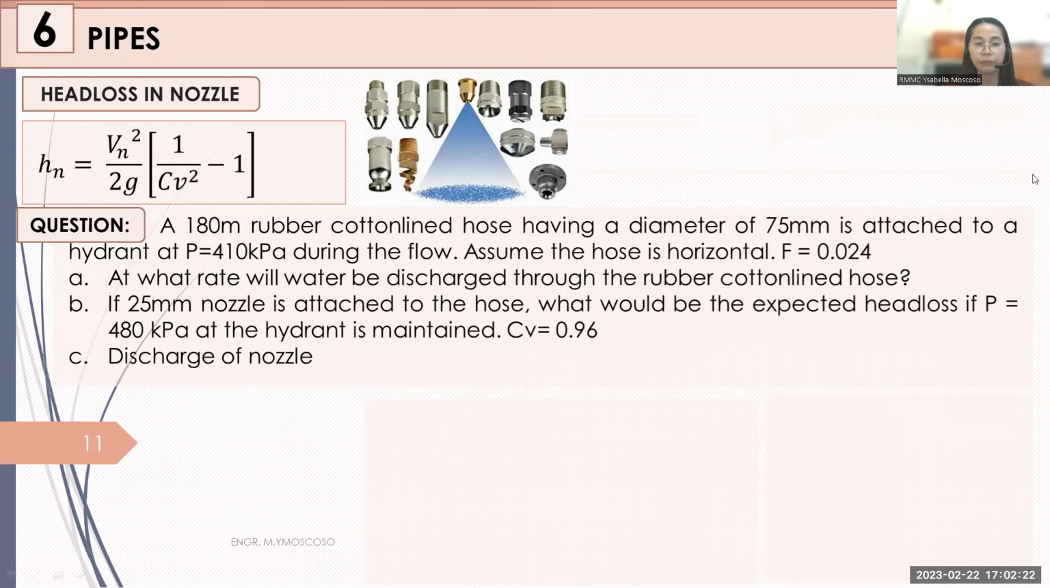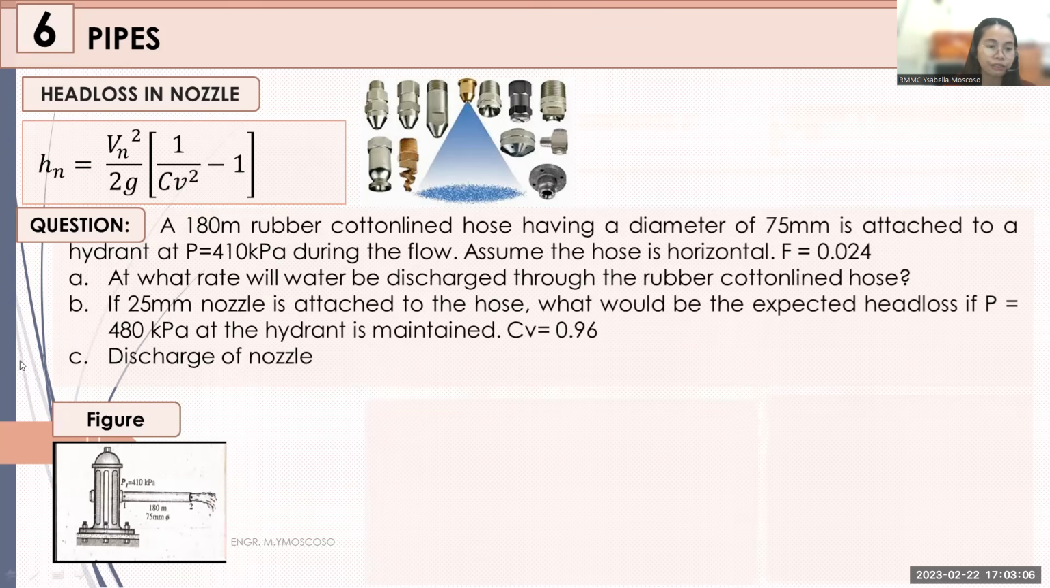Okay? Sabi dito, an 80-meter rubber cotton lined hose having a diameter of 75 mm is attached to a hydrant at a pressure of 410 kPa during the flow. So assume that the hose is horizontal and the friction factor is 0.024. Friction factor to. Okay? At what rate will be discharged to the rubber cotton lined hose? Ibig sabihin, at point A, hose pa lang yung pinag-uusapan ninyo. Wala pang nozzle dito. Hahanapin daw natin yung discharge na nanggaling sa hose ninyo.